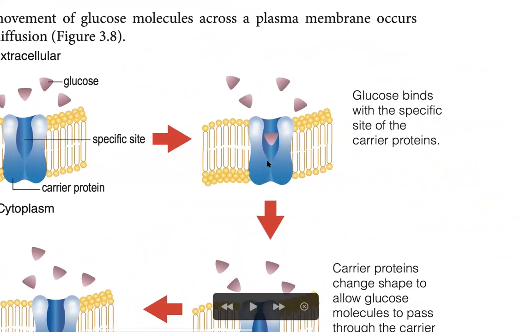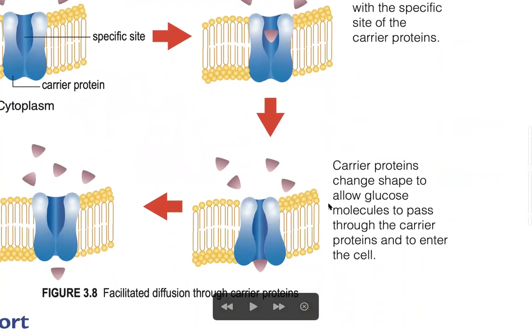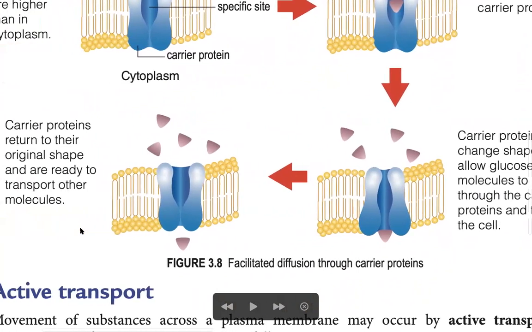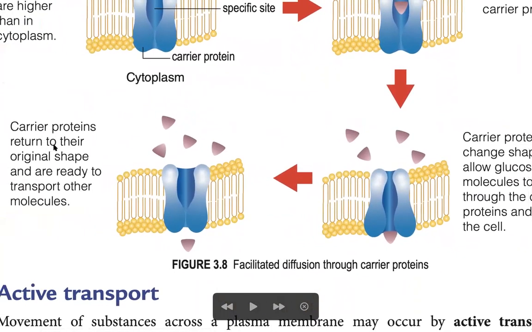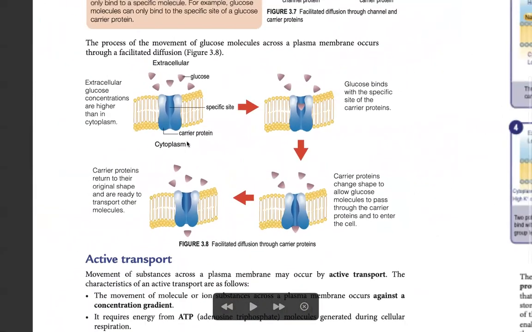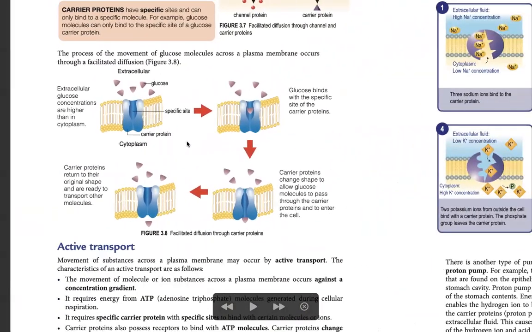Kat tengah ni kan ada lubang kan? Okay, carrier protein ni ada lubang. Nama lubang tu adalah specific site. So, glucose will bind to a specific site of the carrier protein. And then what happens? The carrier protein will change its shape to allow the glucose to pass through the carrier protein and enter the cell. Boleh faham? And then the carrier protein returns to its original shape and is ready to transport another molecule. And then this will start all over again. Dia akan proses yang sama akan berlaku.